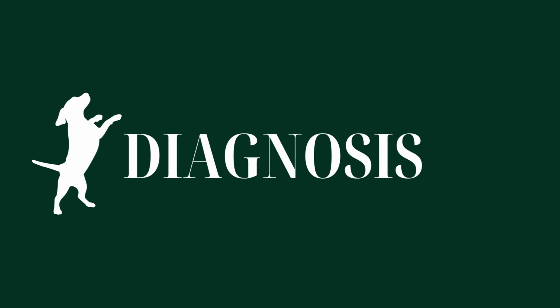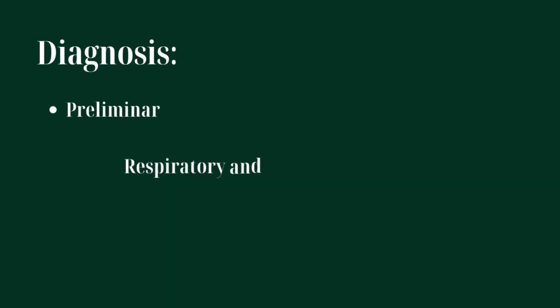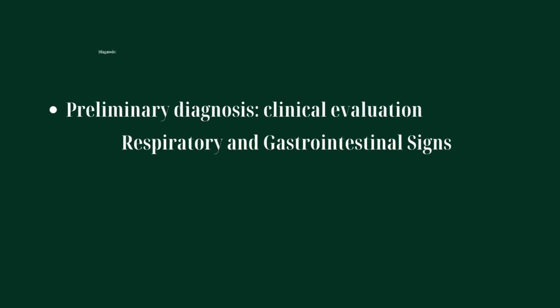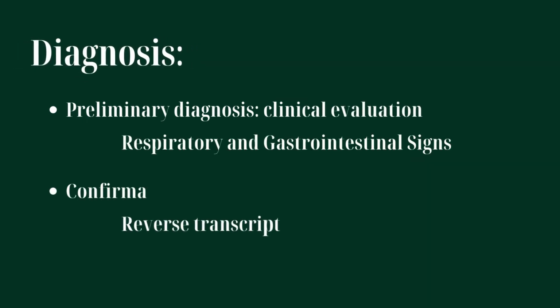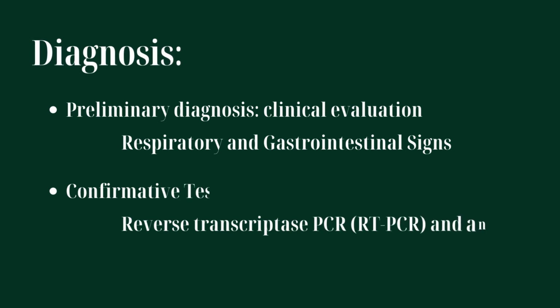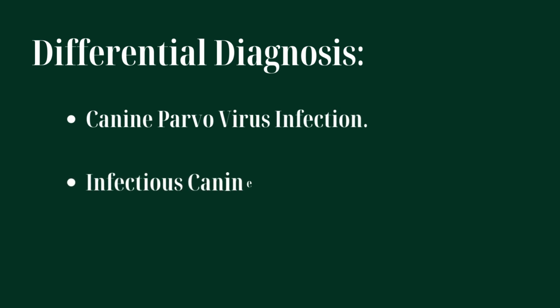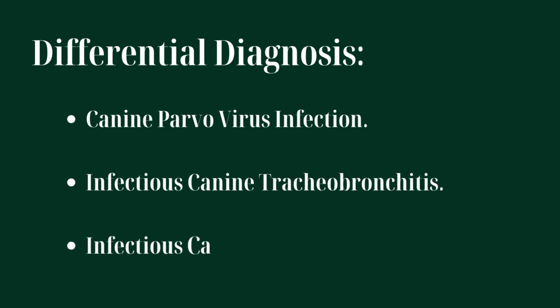Diagnosis of canine distemper. Diagnosis is based on clinical suspicion: a combination of respiratory and gastrointestinal signs. Confirmation of canine distemper is done by reverse transcriptase PCR, RT-PCR, and antibody detection tests. Differential diagnosis of canine distemper: distemper in dogs can be confused with other systemic infections, such as parvovirus infection, infectious canine tracheobronchitis, and infectious canine hepatitis.